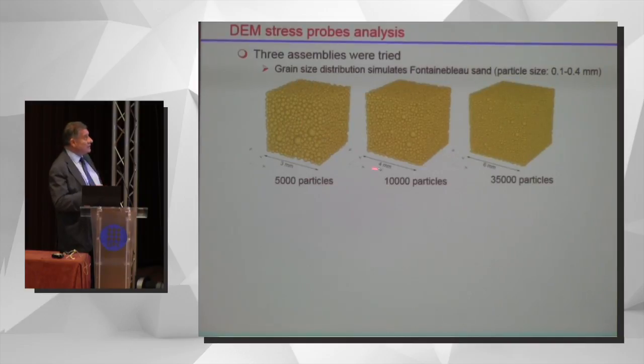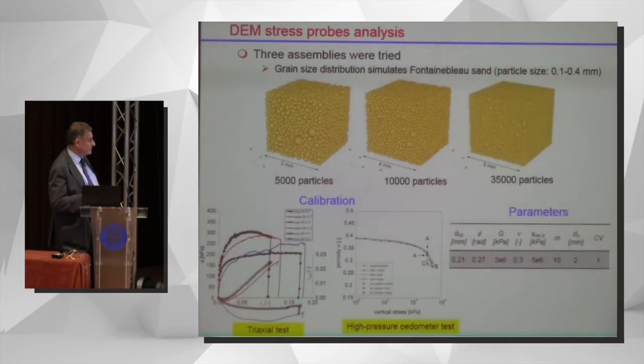This is the analysis. They were done in these cubes, which are loaded by what are called walls, basically platens, that are smooth. So what we are applying are principal stresses and measuring principal strains. We checked different numbers of particles. We found that 10,000 particles was enough to get repeatable and representative results. The material was calibrated to represent Fontainebleau sand, so it was calibrated using triaxial tests, oedometer tests, and some basic particle material parameters.